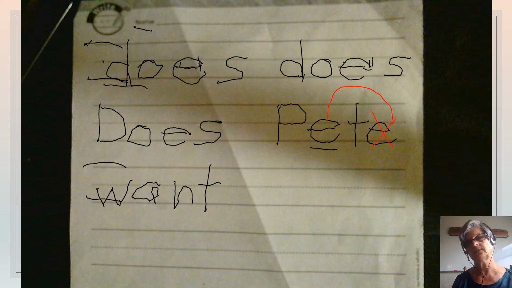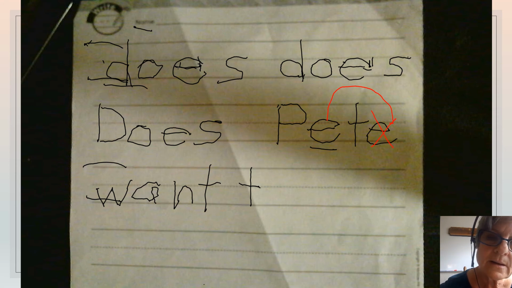W-A-N-T is want. Now my next word is to. It's a T-O kind. But think, before we write to, what do I need to do? Add space, that's right. So use your finger, a pencil, eraser, glue stick, whatever it takes. We're going to make lowercase t and lowercase o. To. So my sentence says, does Pete want to? Please write to.